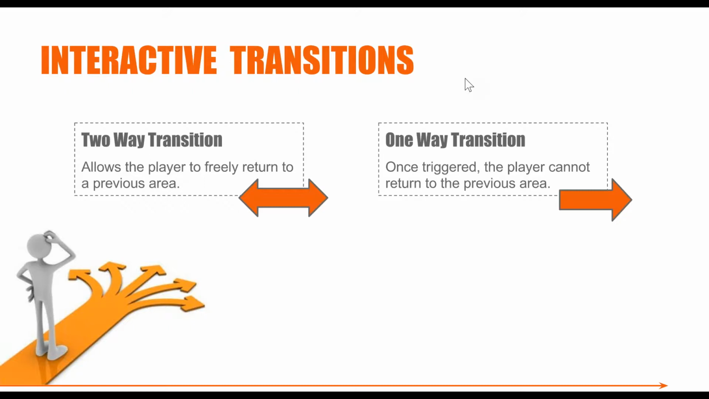So think about using those to your advantage. Sometimes it is good to cut the player off and not allow them to go back because we want them to focus on the next objective. But there are some points where you need to make sure that the player can't get stuck. So that's where the two-way transitions help, if the player needs to return to a previous area to collect an item or get some pieces of information, you can use them interchangeably.